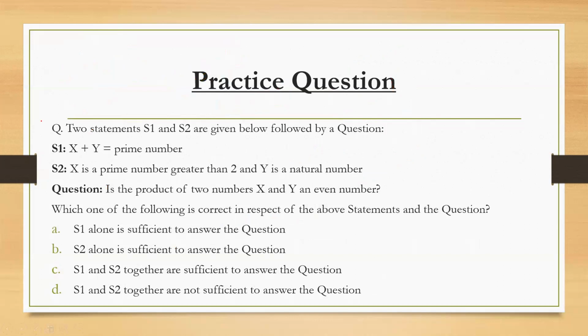try another one. Okay. So here the question is: is the product of two numbers x and y an even number? Again, you should get either a definite yes or a definite no. Two statements are given. This is actually a good question. Think it through before answering. Statement 1 says x plus y is a prime number. Statement 2 says x is a prime number greater than 2 and y is a natural number. Okay, try solving this.